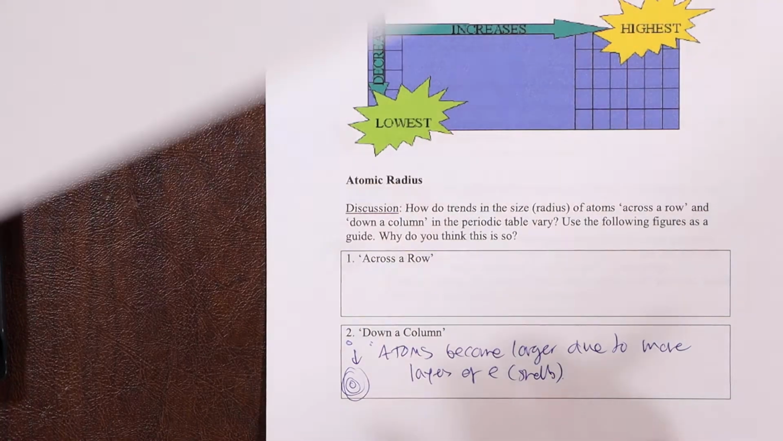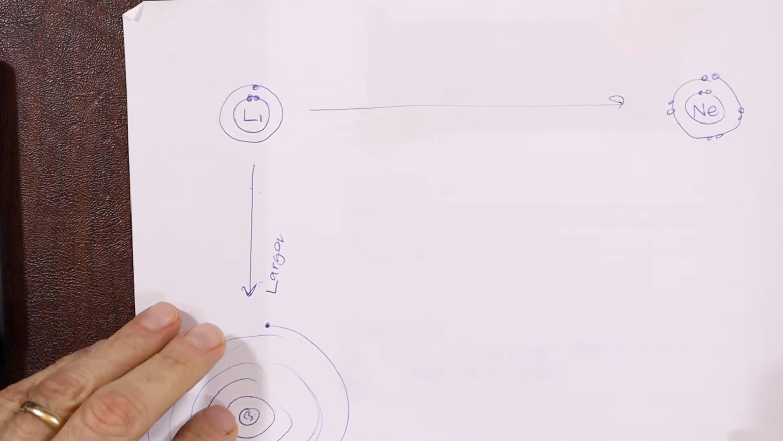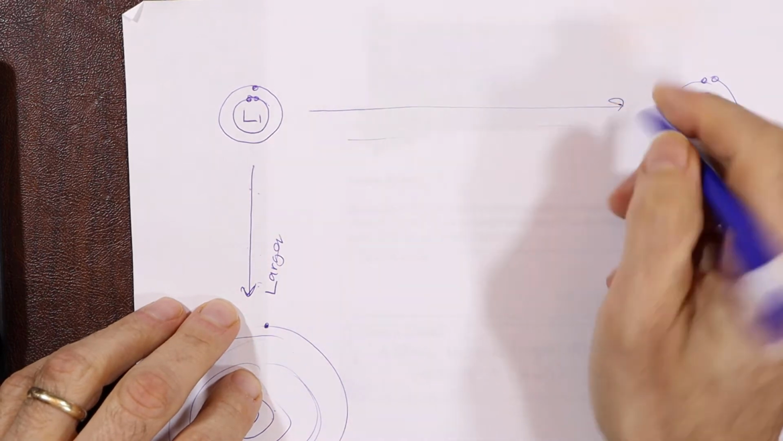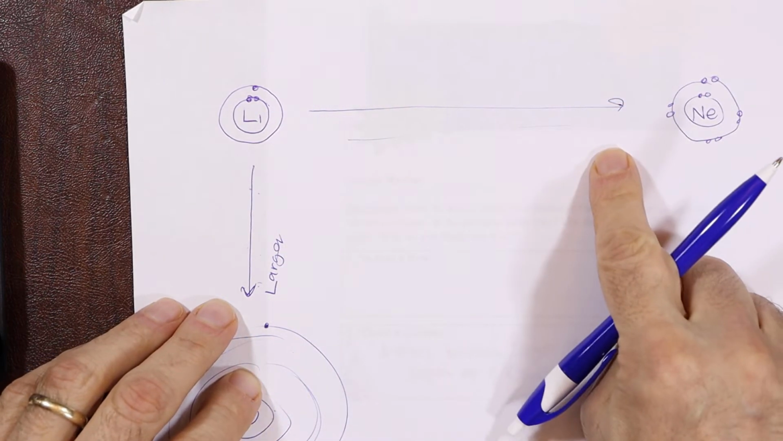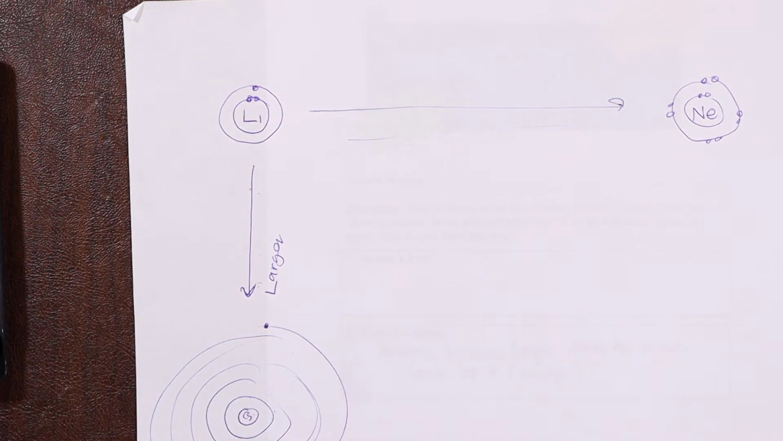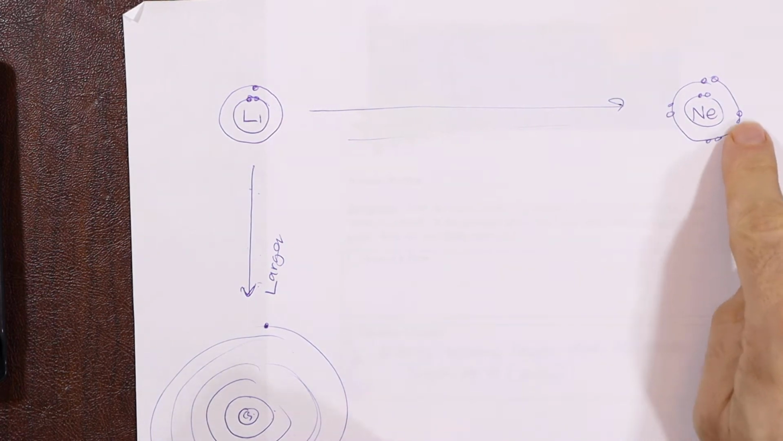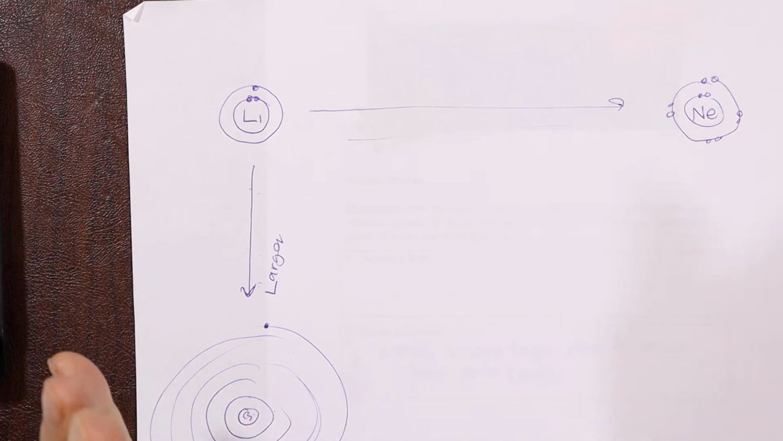But what about across a row here? Now this is where it gets kind of interesting. How does the size vary across here? Now, if you think about this with a certain degree of everyday common sense, you think, well, I'm putting more electrons around there, they need more space maybe, so maybe the atom gets bigger. That would be your first guess, perhaps, right? And the first guess is absolutely wrong, it turns out.